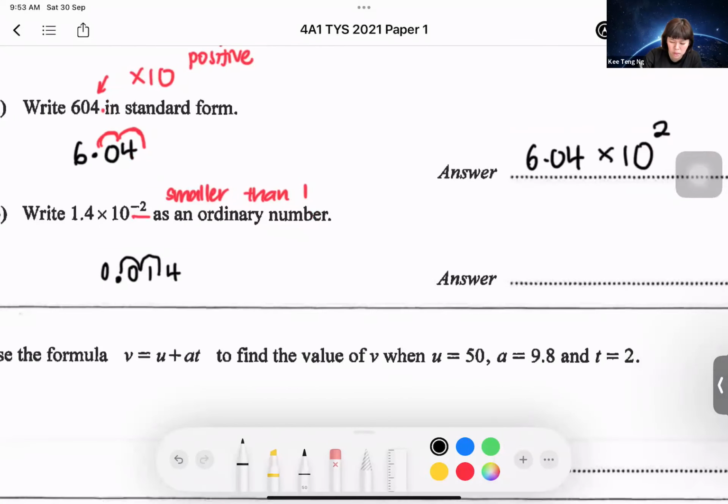So write this as an ordinary number: 0.014. Have you gotten the concept?